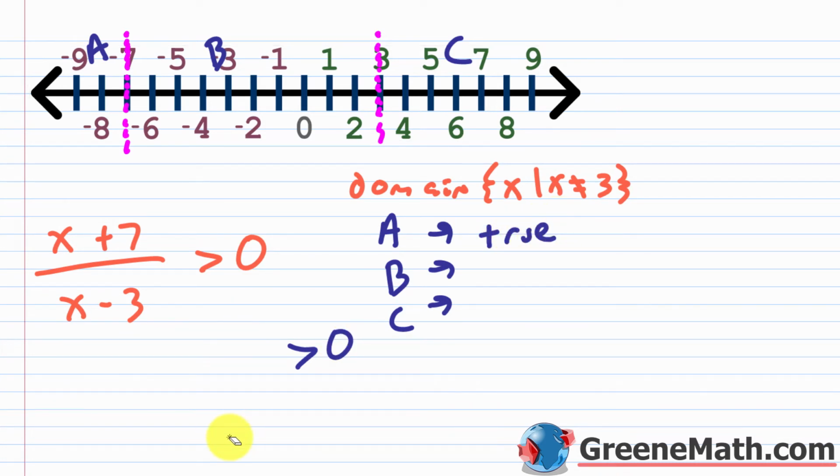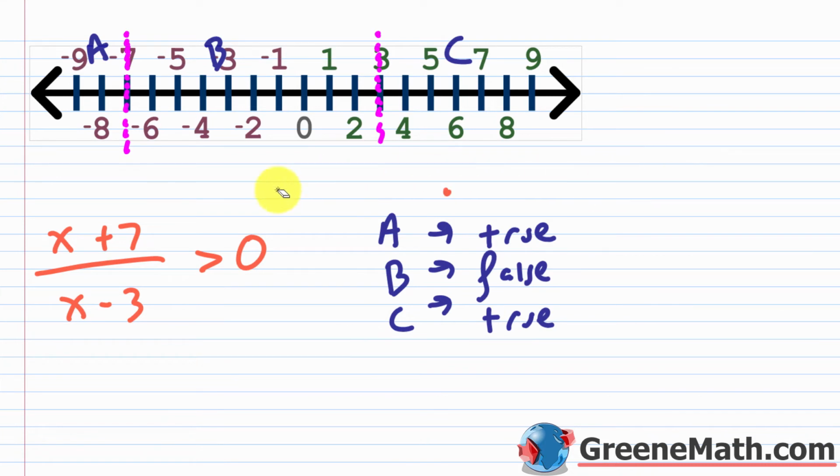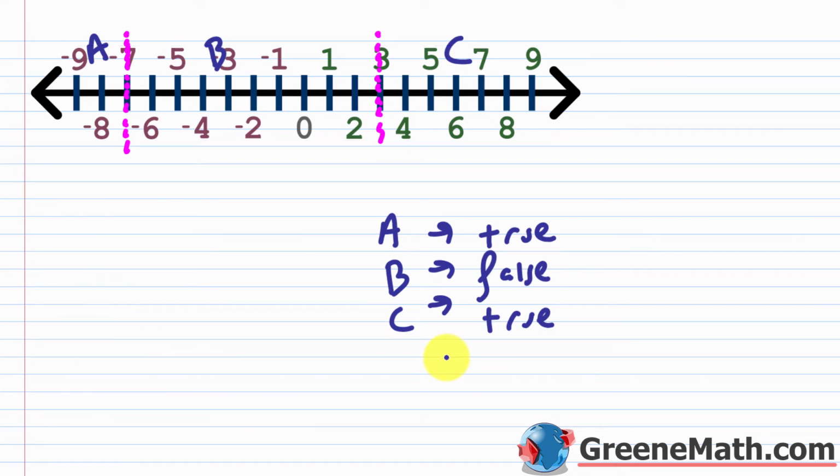All right, for B, let's pick 0. So 0 plus 7 is 7, and then 0 minus 3 is negative 3, and a positive over a negative is a negative, and that's not greater than 0. So this is false. And then for C, let's just pick 4. 4 plus 7 is 11, and then 4 minus 3 is 1. So 11 over 1 is positive, and a positive is always greater than 0, so this is true. All right, so let me get rid of this, and we can get rid of this. We don't need this anymore. We know the critical values are excluded.